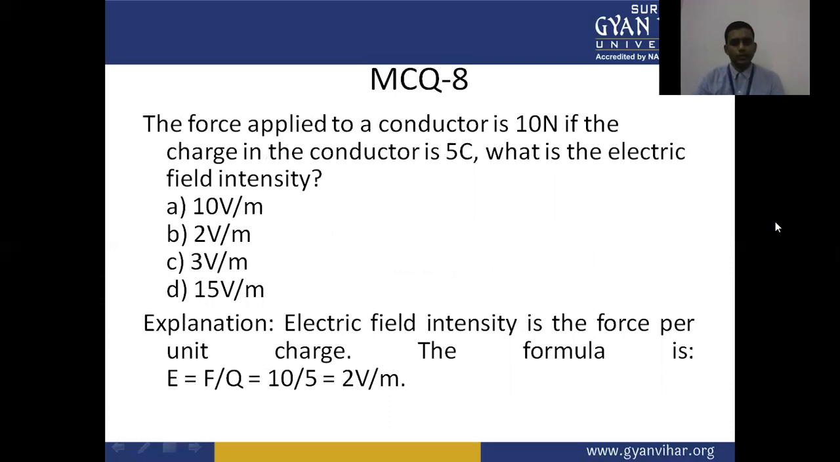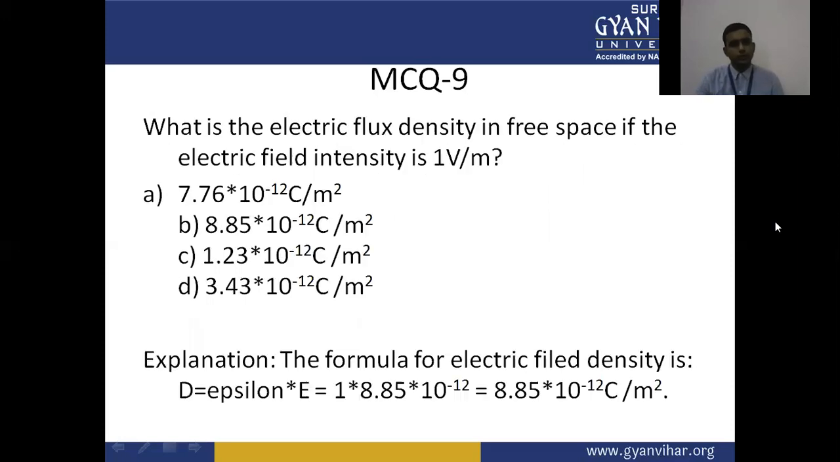Question number 8. The force applied to the conductor is 10 Newton. If the charge in the conductor is 5 C, what is the electric field intensity? So electric field intensity is F upon Q. F is 10 and conductor charge is 5. So it comes to 2 volt per meter.